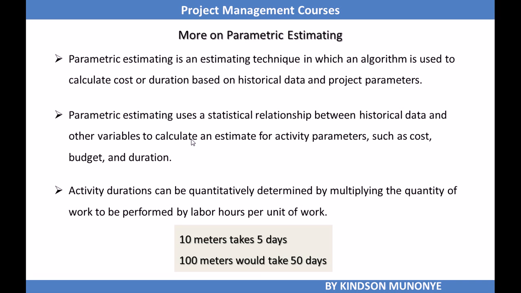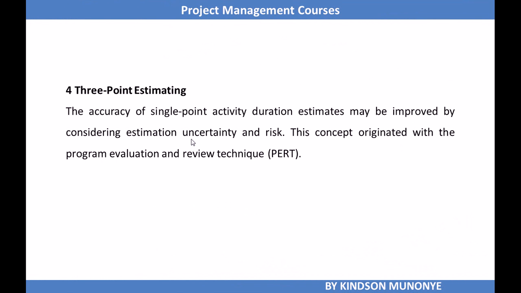So if laying 10 meters of cable takes 5 days, how many days will it take you to lay 100 meters? You simply multiply: 100 meters will take you 10 times 5. Okay, so a little mathematical calculation there, and you quickly arrive at the duration of 50 days. So 10 meters take 5 days, then 100 meters will take 50 days because it becomes 5 times 10. Okay, so I think it's clear. If not, maybe pause the video and spend some time seeing how the calculation goes.